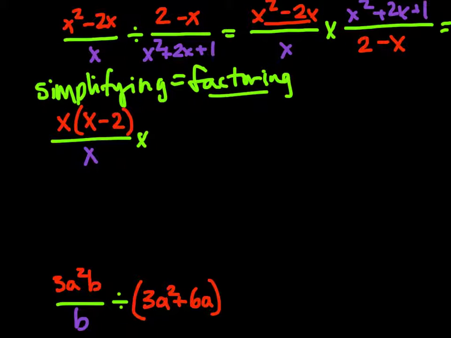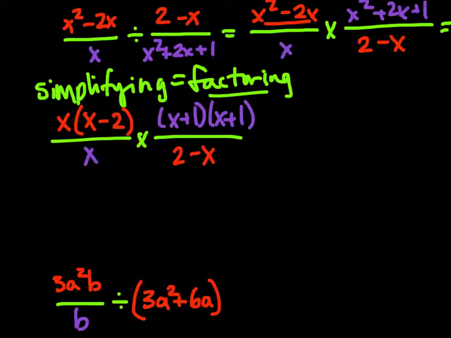And then we're going to multiply that by x squared plus 2x plus 1. That is our awesome little perfect square trinomial, which we can factor as x plus 1 times x plus 1. And we have 2 minus x left over on the bottom. So from there, we now need to do a little bit of simplification. First little bit of simplification we can do is get rid of this extra x on the top and the bottom. Second bit of simplification is noticing something. We have x minus 2 and we have 2 minus x.